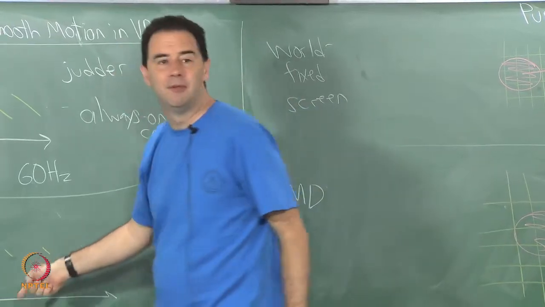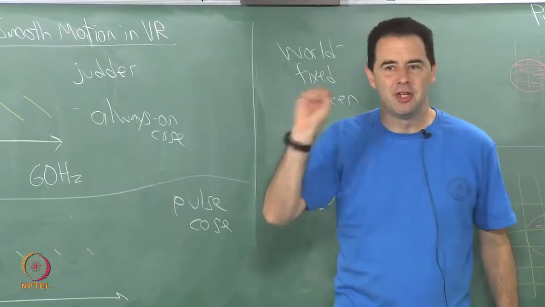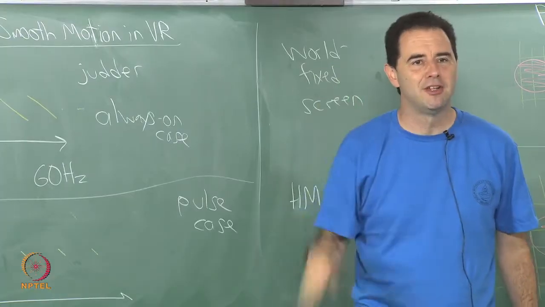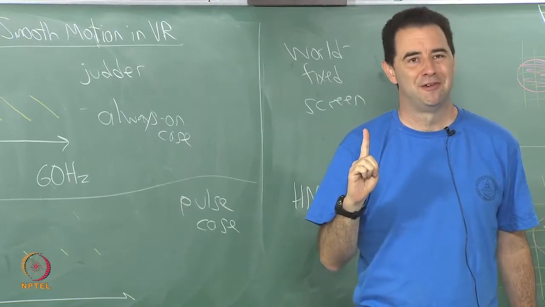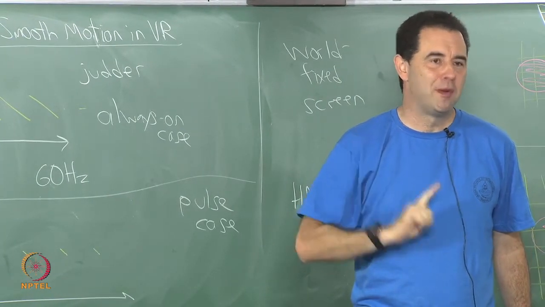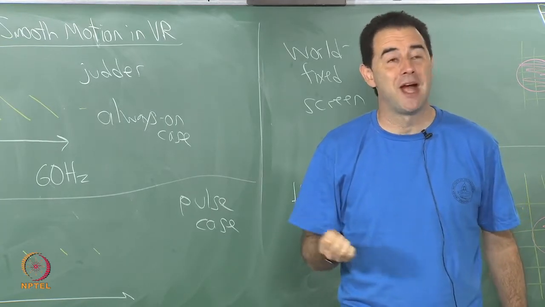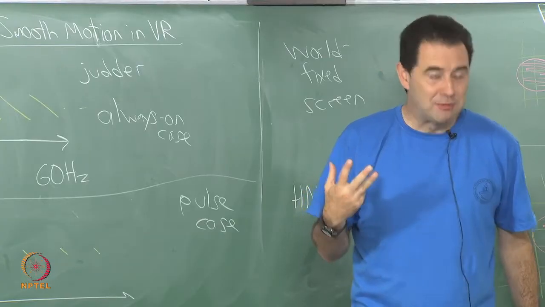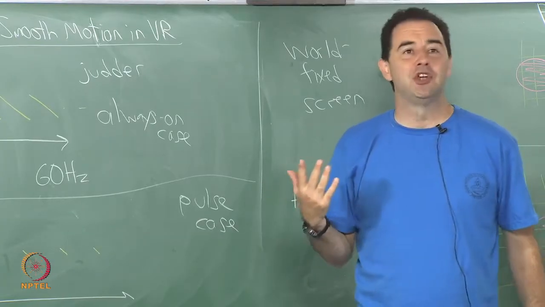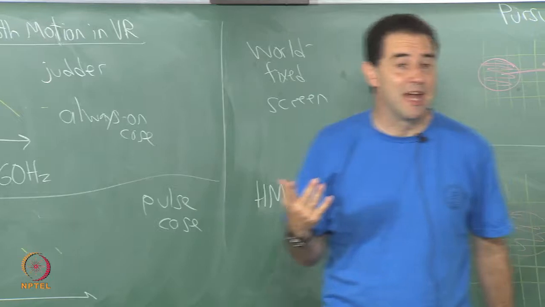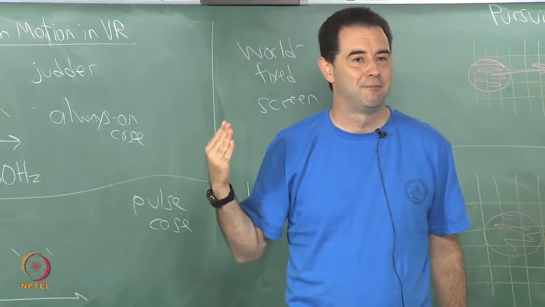Now I have another problem. If it's off most of the time and it's just pulsing these bright lights, I perceive flicker. So you solved one problem and now you have another problem. Because of flicker, we have to go back to the same scenario that we had back with giant CRT monitors in the 1990s, and we have to get the frame rate up higher.